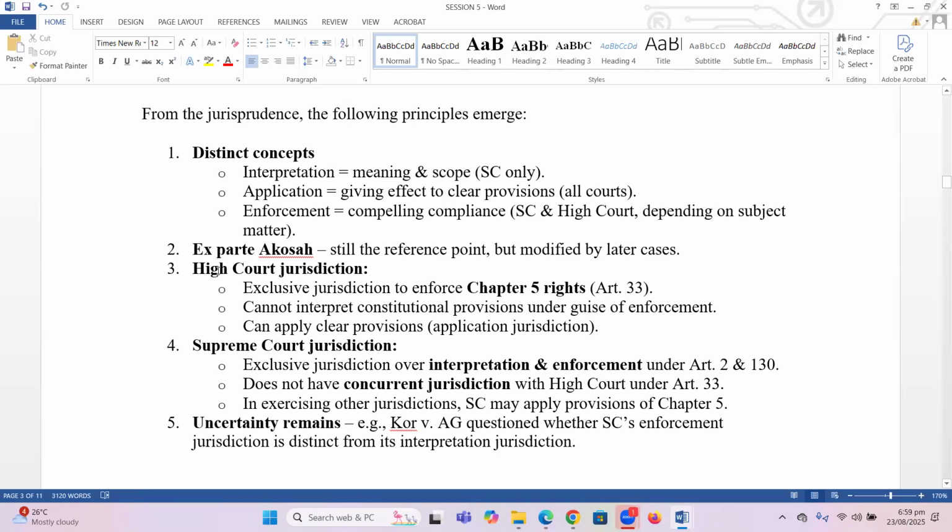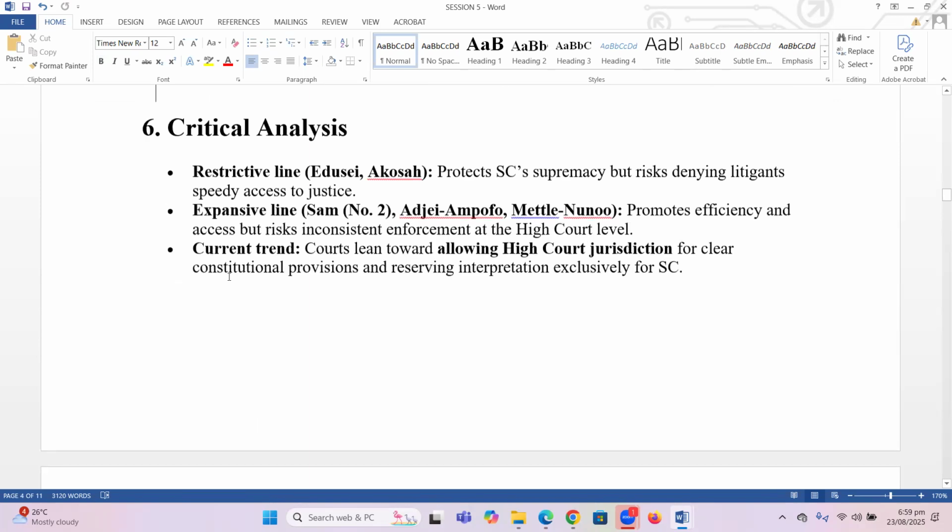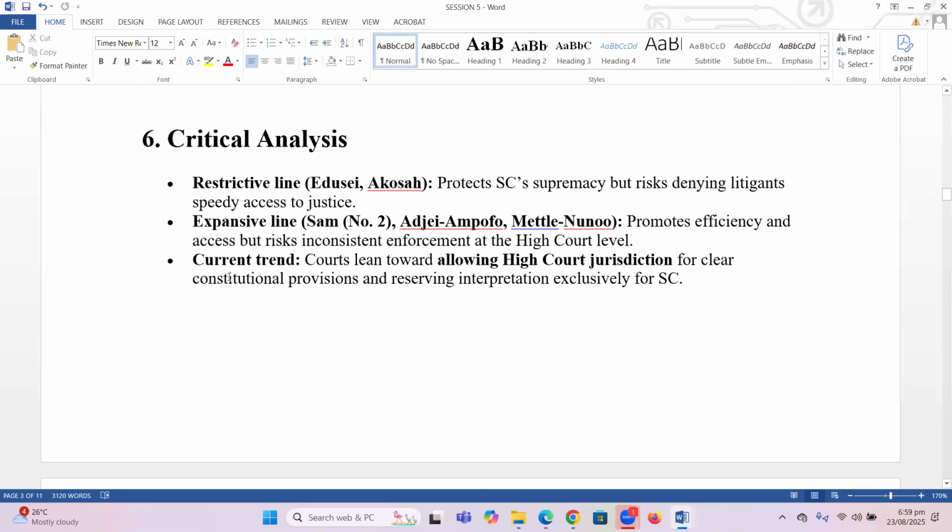Of course, as we have indicated, the court can apply clear provisions. Good. So we will just remind you that if you were speaking to this type of issue in an examination setting, after walking us through the introduction, the clarification of the concepts and also the relevant constitutional provision and the principle deducible, you need to engage in a little bit of critical analysis.